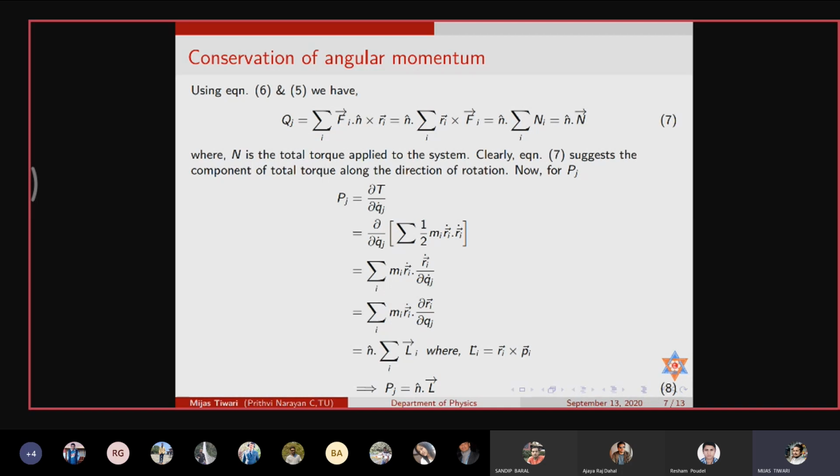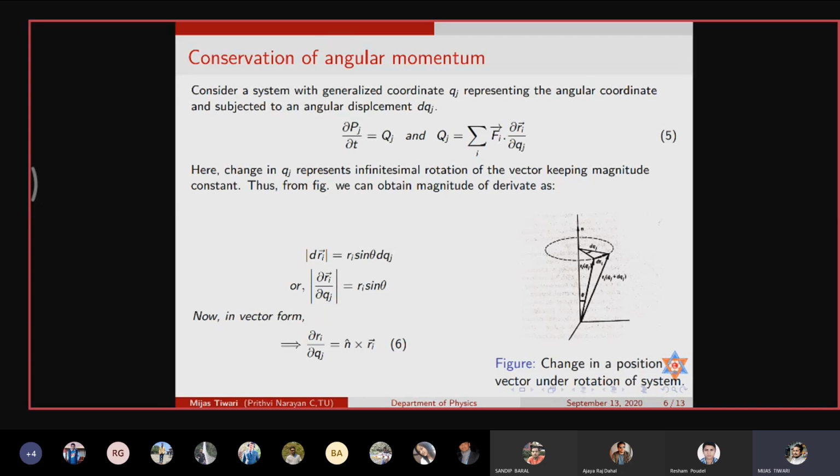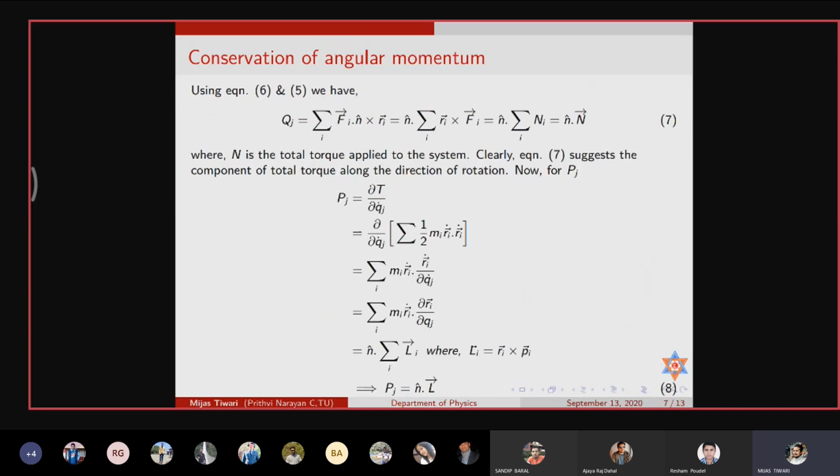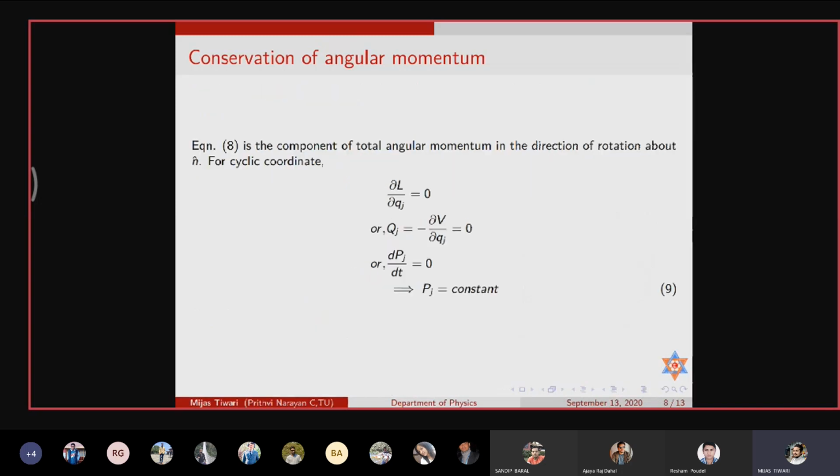Thus this shows that the first derivative of pj is equal to qj, which is the equation of motion of the system under rotation. Now it remains to show that pj needs to be constant, because under the effect of the generalized coordinate, which represents the angular part, if that is symmetric, then that must represent a cyclic coordinate, and the corresponding momentum needs to be conserved.